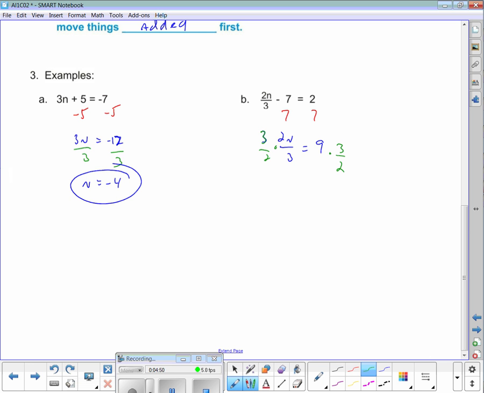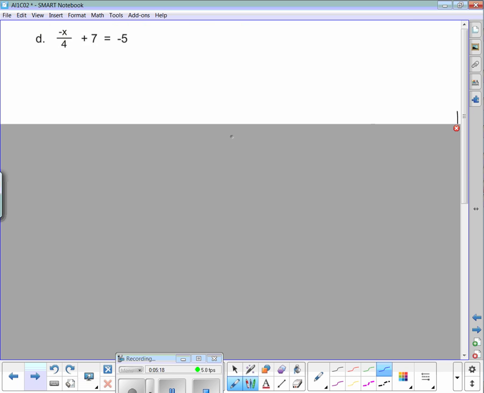It's going to cause everything on the left to leave the variable by itself, right? Everything else is gone. And I'm looking at the right side, and again, technically that's over 1, but there's no reducing, so this is 27 halves. Are we going to change it to 13 and a half? No, we're going to leave it as an improper fraction. 27 halves is good. Now, if you were graphing it on a number line, you might want to change to 13 halves. Otherwise, we're going to leave it.